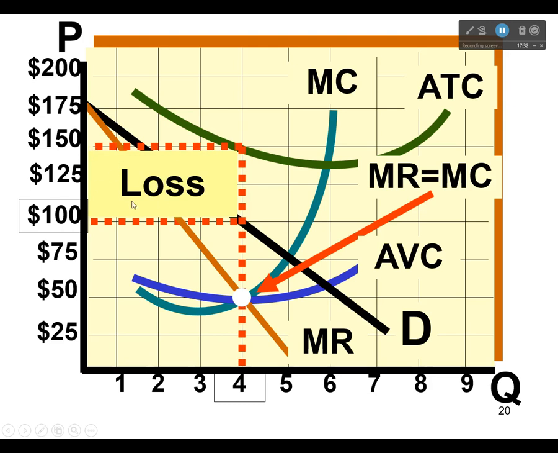That rectangle, or the loss, is equal to the distance here between average total cost and price. We pay $150 on average to produce those units of output, only sell them for $100. That's negative $50 times 4 units of output. This firm is losing $200. A monopolist can make a loss in the short run, and they can make a profit in the short run.